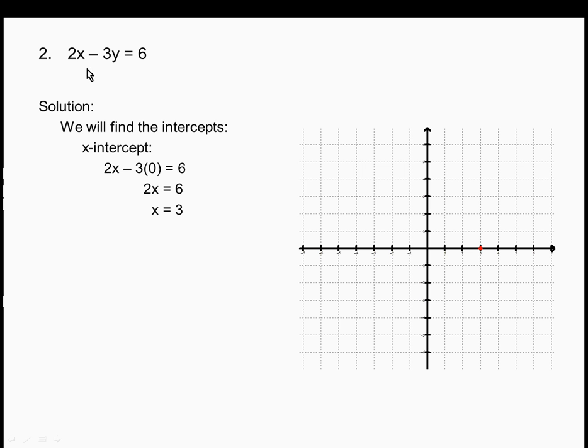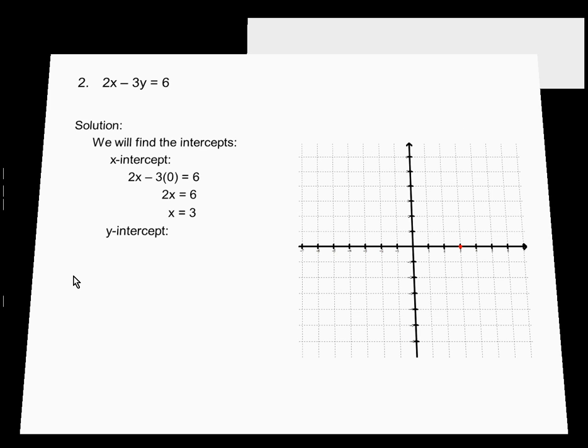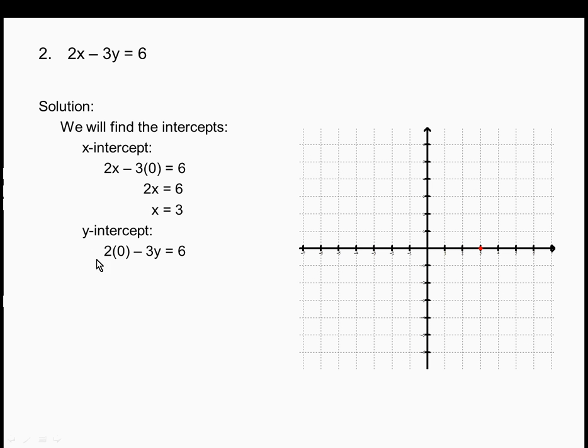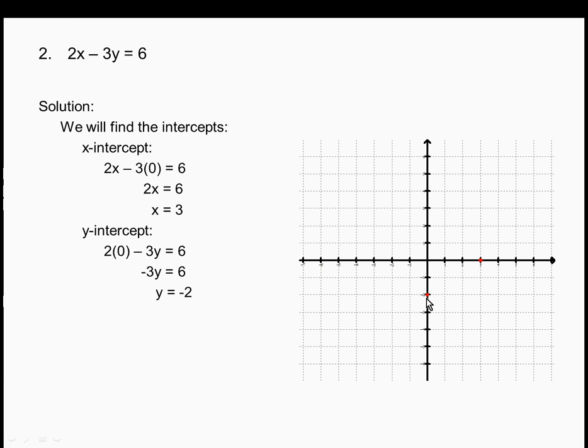Okay, let's do the y-intercept. Remember, let x be 0. So let x be 0. 2 times 0 minus 3y equals 6. 2 times 0 goes away. Negative 3y equals 6. Divide by negative 3. y is negative 2.